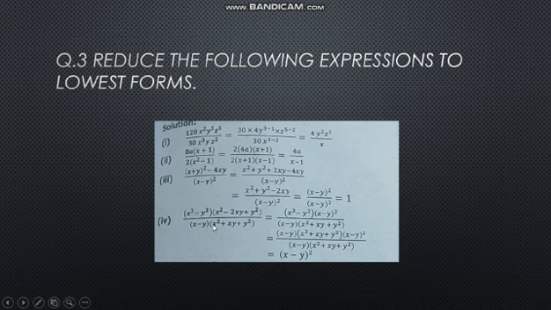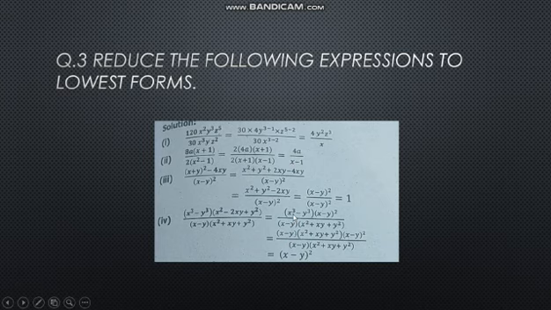Let's solve part 4, which is x cube minus y cube into x square minus 2xy plus y square divided by x minus y into x square plus xy plus y square. This is the formula a square minus 2ab plus b square, so I have written it as x minus y whole square. It is in terms of x and y, so I have written it as x minus y whole square. This is written as it is.